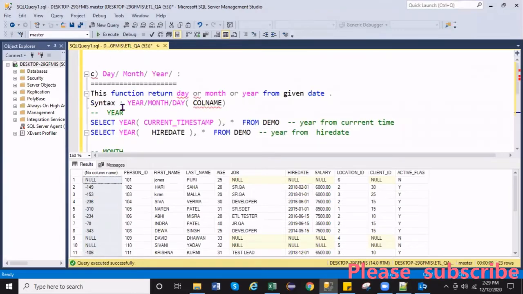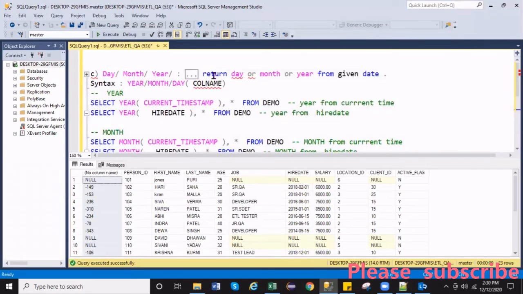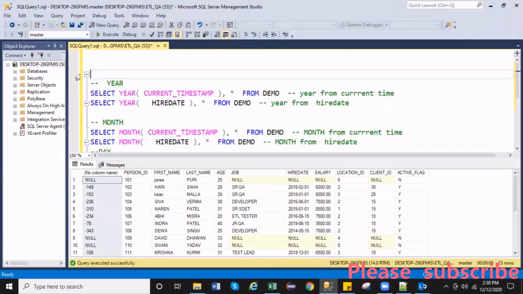For example, the syntax is this: return the day, month, year from the given date. This is the syntax. And how to find the year of a specific date? For example, how old are you? You have to find how many years old you are, right? So this query will return only the year part of the current date. See, only the year part.